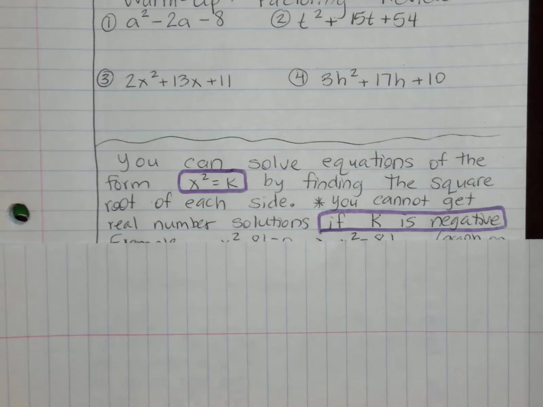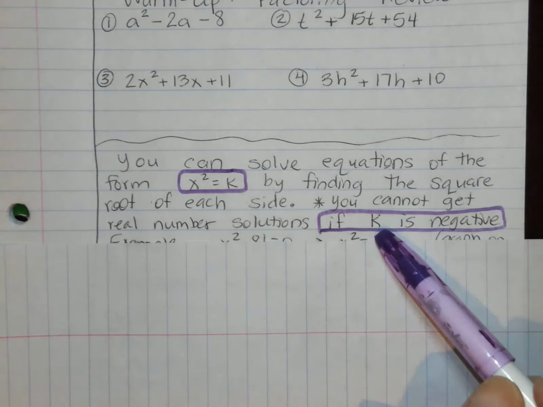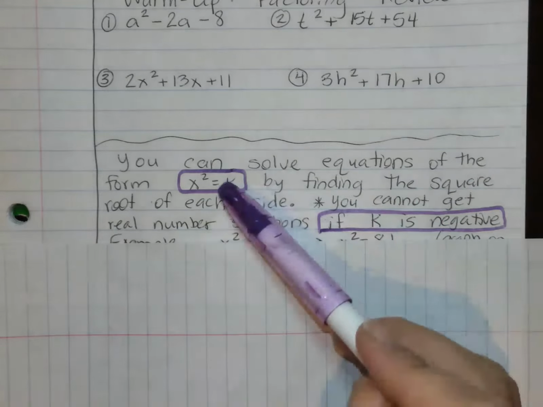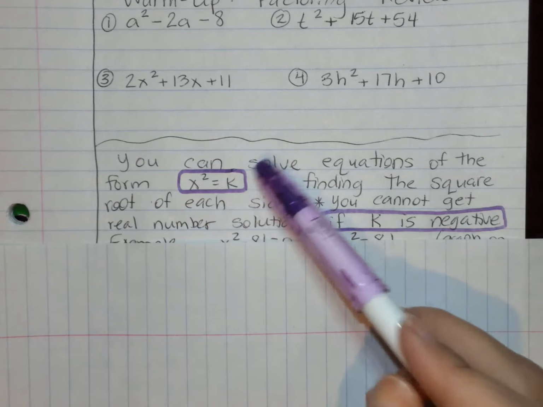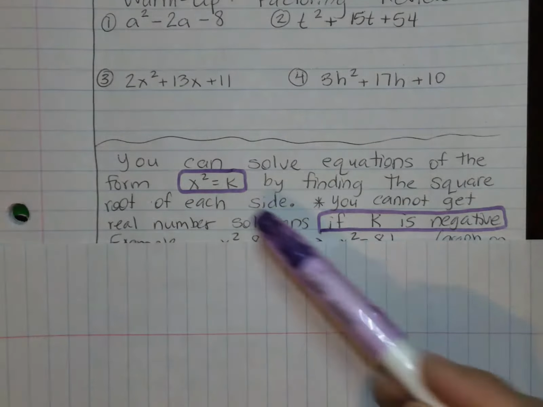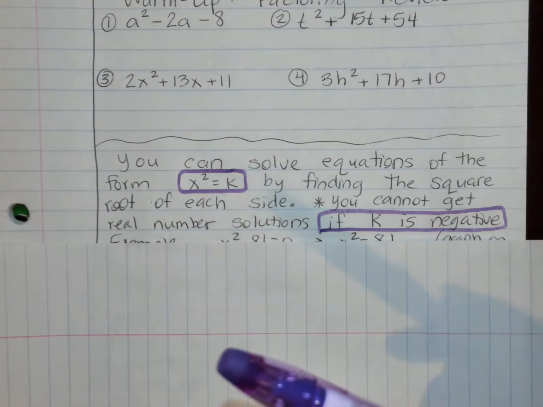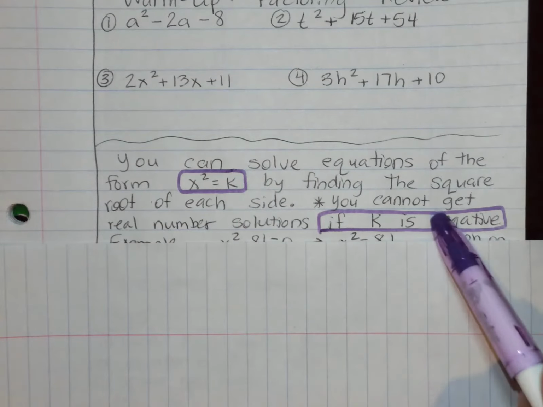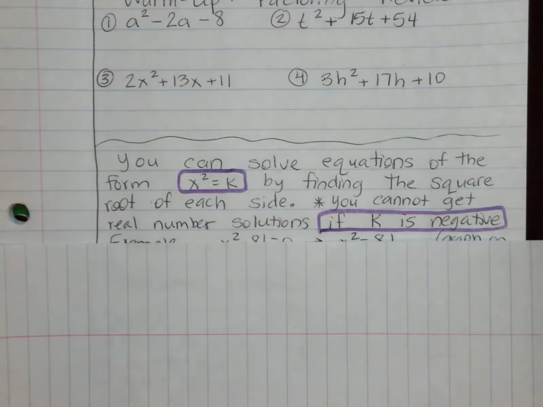You can always check and see what that means by graphing it. You can just graph on Desmos real quick, and you'll see that if the k value is negative, like if it's x squared equals something negative, the parabola never crosses the x-axis. That's what no solution means. So you cannot get real number solutions if k is negative. You cannot square root a negative number.